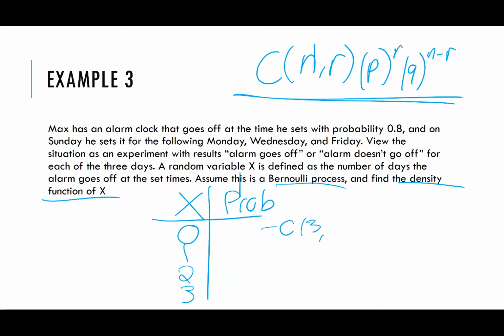R is specific to our probability here. So we're looking for 0 days it went off. So R is going to be 0 in this case. P is the probability of success, which is mentioned here. The probability of success is 0.8. Q is the probability of failure. Well, let's get the R first. So this is 0.8, and R, we mentioned, is 0 in this problem, right? So it's to the 0 power.